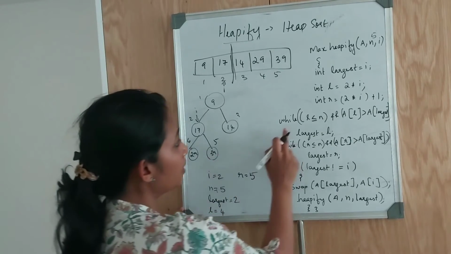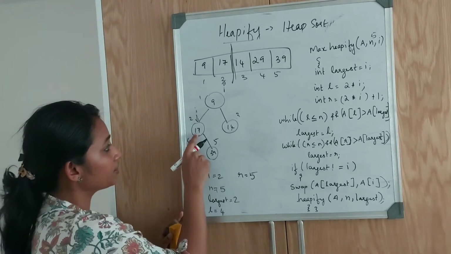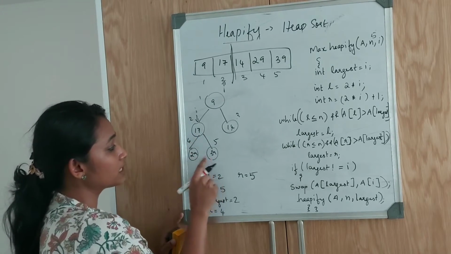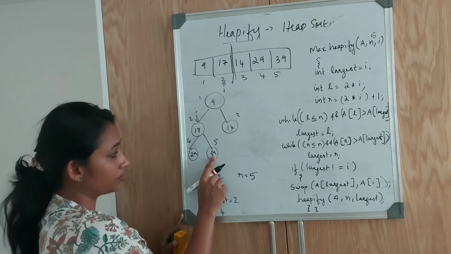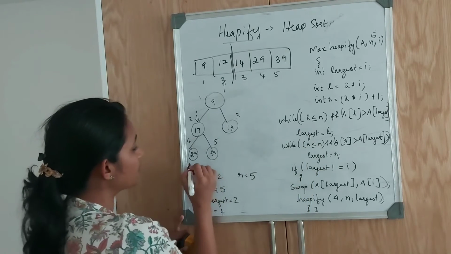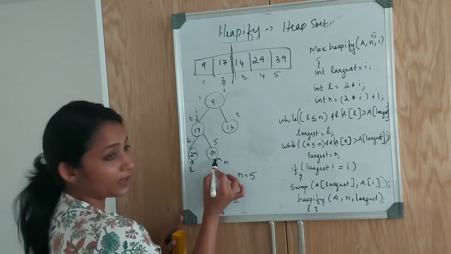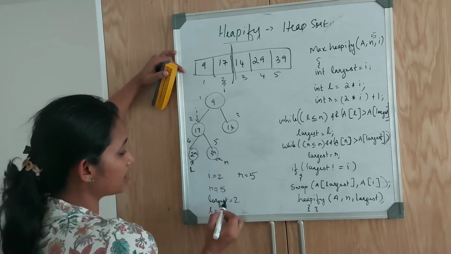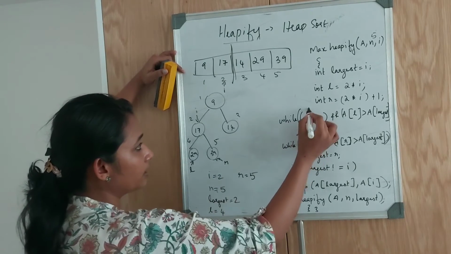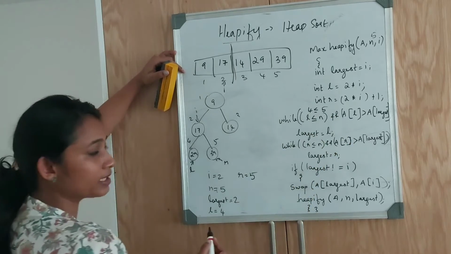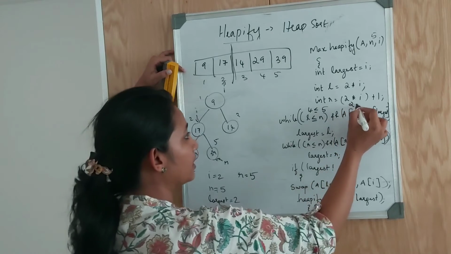Okay, so now check. There is a while loop. What was the first step? For this, you have to find which one is largest, whether it is 29 or 39. So we are going to check that. L is pointing here and R is pointing here, right? L is 4 and R is 5. So you're going to check whether L is less than or equal to n. What is L? L is 4. Is 4 less than or equal to 5? Yes, it is. And also check A of L, which is 29.